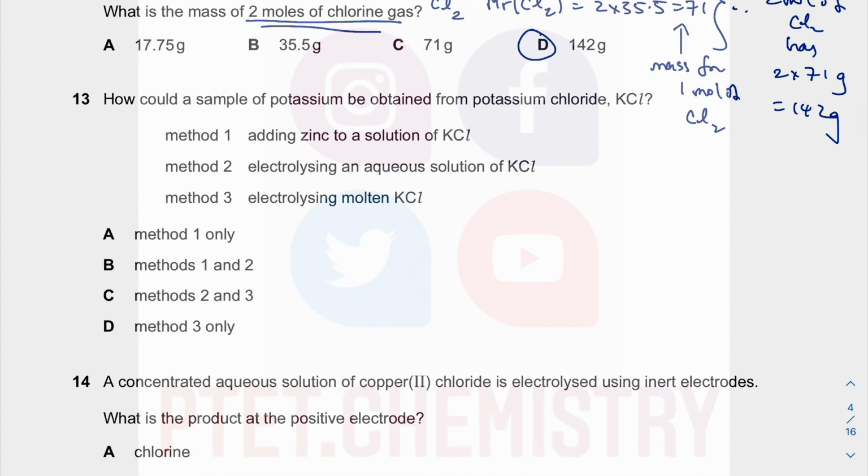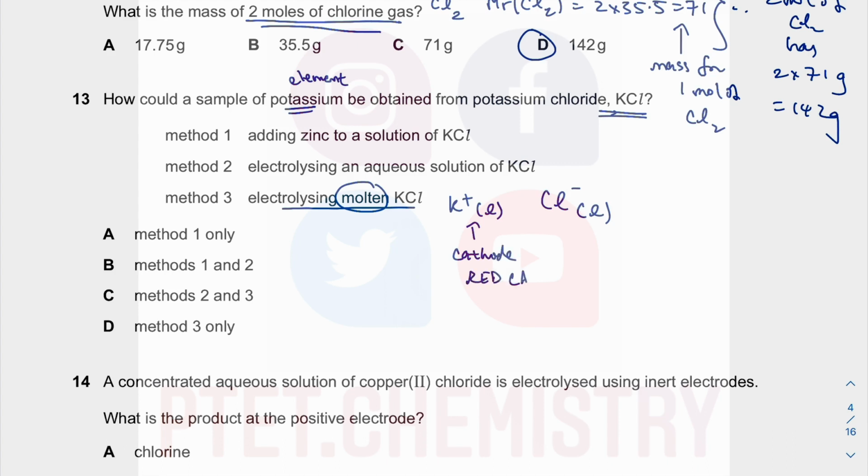Number 13, how can you get potassium? This is an element. How can you get this element from this potassium chloride? Well, one thing is you can definitely do electrolysis of molten. So that means you have K plus liquid and Cl minus liquid. This can go to the cathode, and you can do reduction at the cathode, red cat, where you gain 1 electron and you can form potassium metal. So you definitely need method 3.